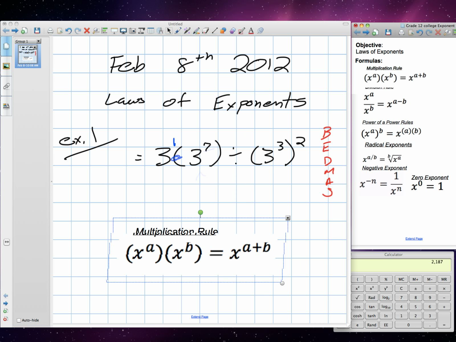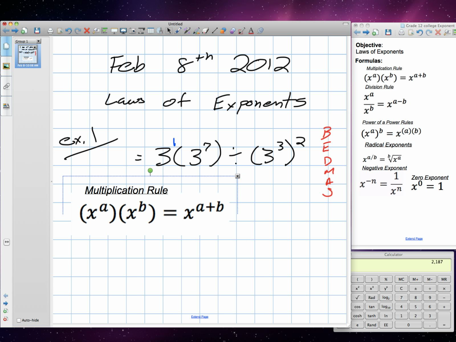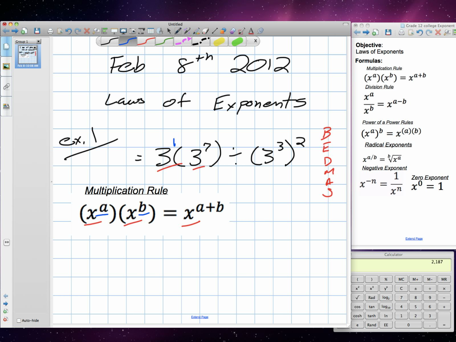In the multiplication rule, our bases are both the same. So we have base 3 and base 3. And it says that if the bases are the same, we can combine them to be the same base and just add the two exponents, which are our a and b. In this case, they are 1 and 7. So we're going to add them together. So when we simplify the very first part of this, we're going to get base 3 to 1 plus 7, okay, which is going to be 8. I'm going to write the rest of the question in, divided by 3 to the power of 3, squared. Okay? So I simplified this part, we get 3 to the power of 8 divided by 3 to the power of 3 to the power of 2.